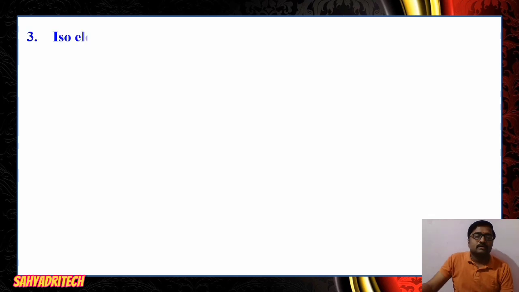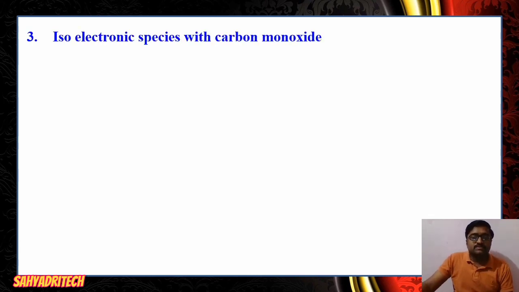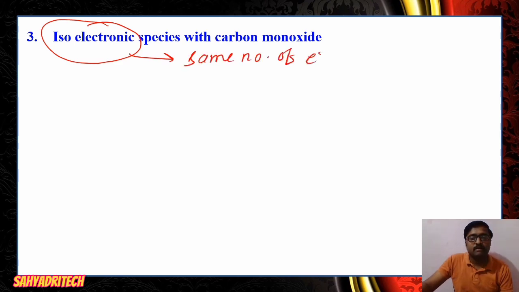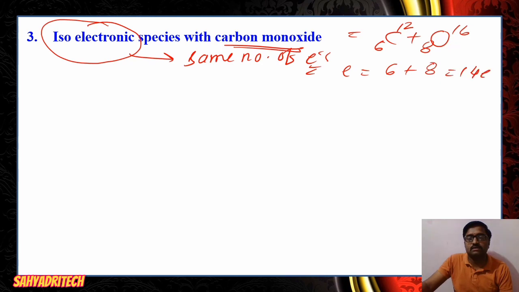Well, next one, isoelectronic species with carbon monoxide. So what they are asking here, isoelectronic species. Isoelectronic means species having the same number of electrons with carbon monoxide, which means one carbon and one oxygen. Carbon 6, mass number 12, oxygen 8 and 16. So here think of electrons. Carbon 6 electrons, oxygen 8 electrons. So total 14 electrons. So we have to look for the options having 14 electrons here.